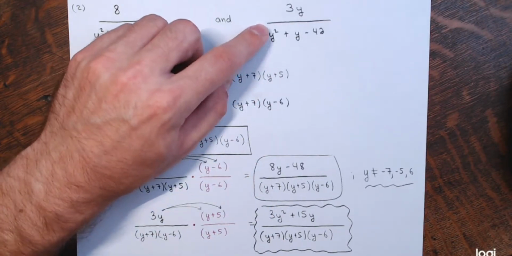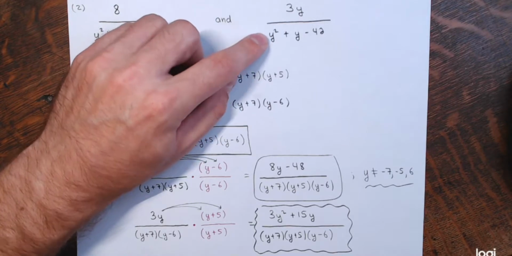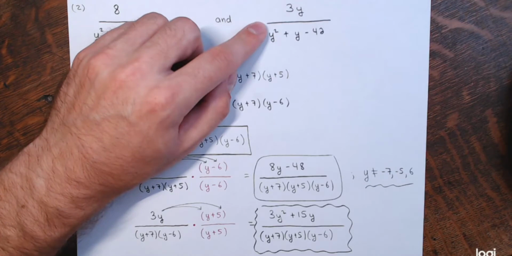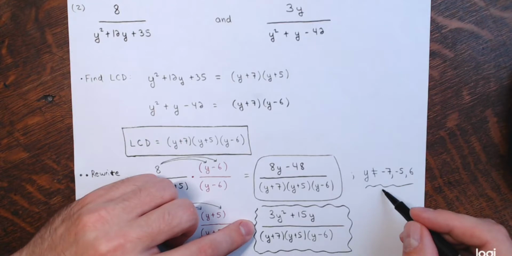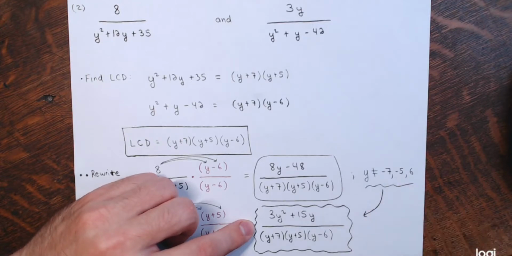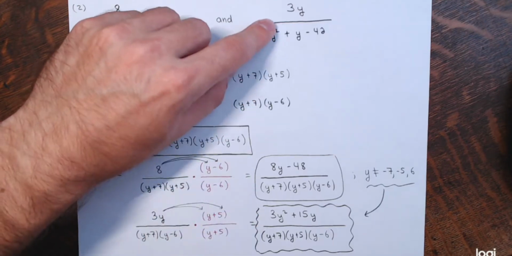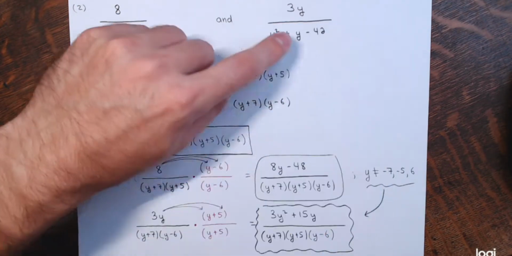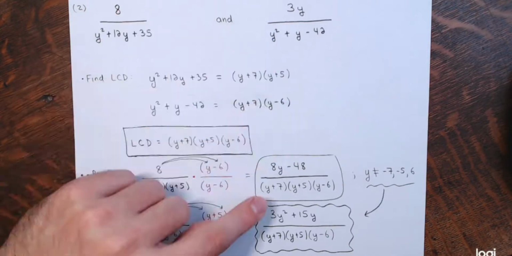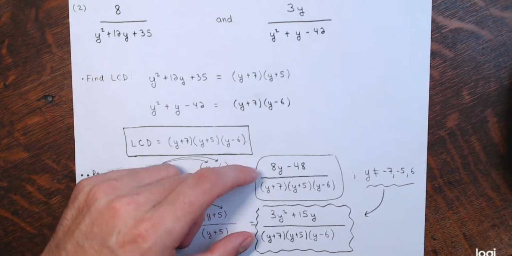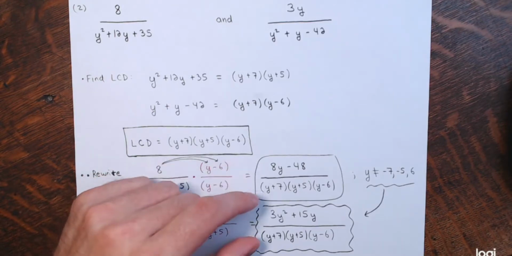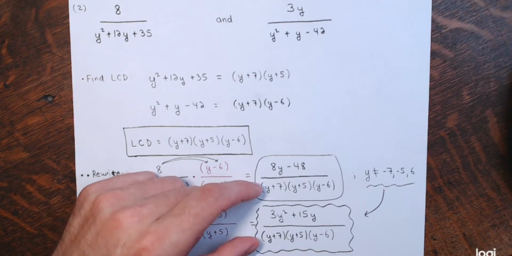Right? So this 3y over y squared plus y minus 42, this fraction has the same value all the time as this fraction, as long as y is not replaced by -7, -5, or +6. Right? And again, test that out. Replace y with any number you want except these three, and the value of this fraction should be the same as the value of this fraction. And now we have what they asked for. Right? We have both fractions rewritten so that they have the same denominator.